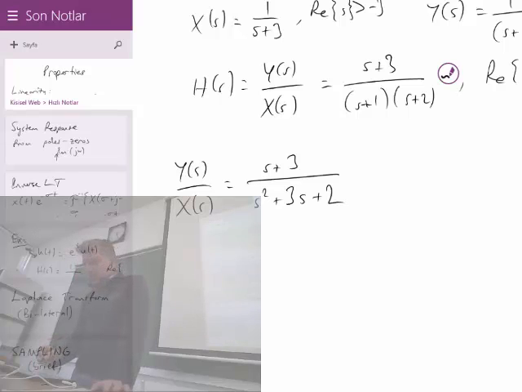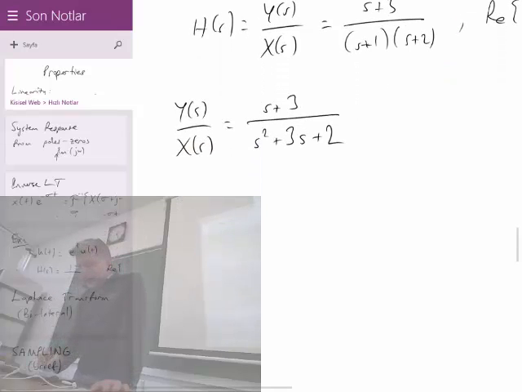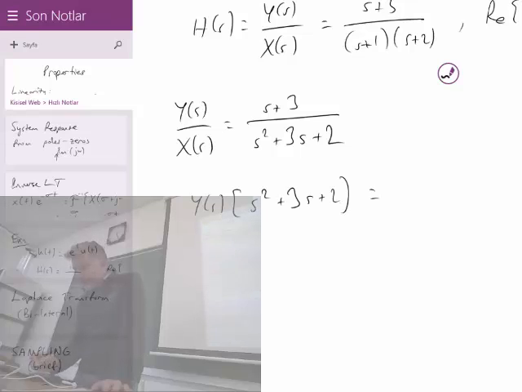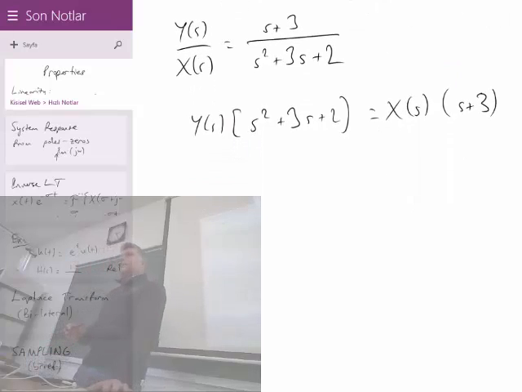Right? You can write it like this and make the cross multiplications and say that y of s in parentheses s squared plus 3s plus 2 is equal to x of s in parentheses s plus 3. And then the inverse operation of that into time domain is quite trivial. A multiplication with an s will correspond to a derivative. A multiplication with an s square means twice the time derivative.